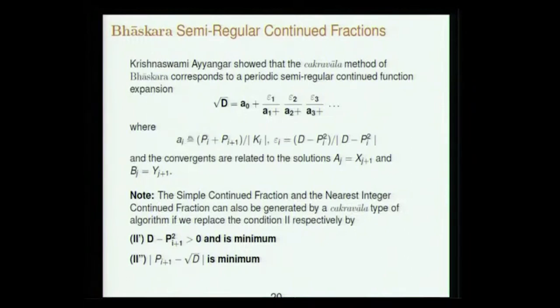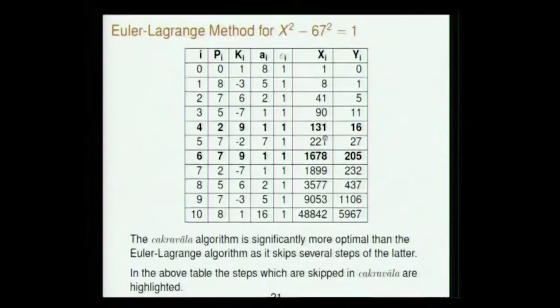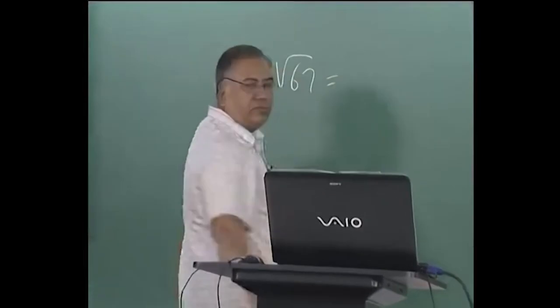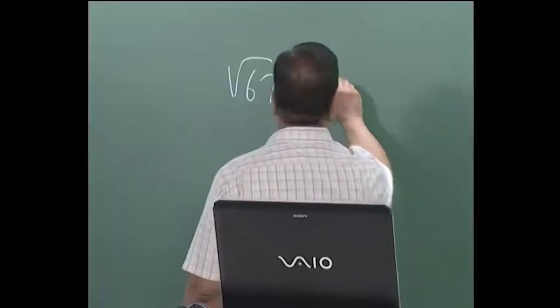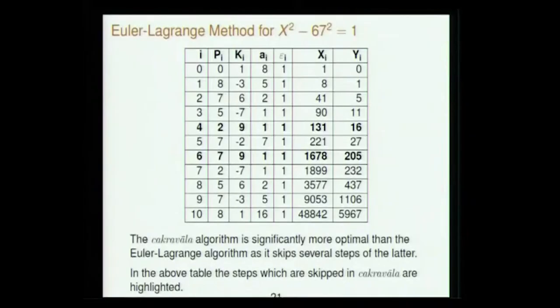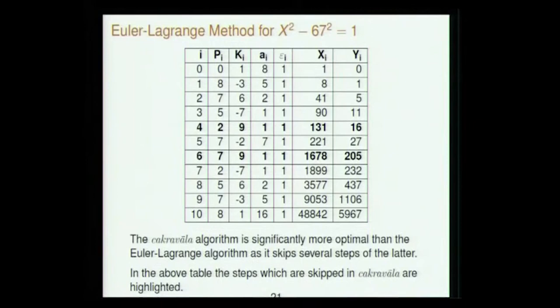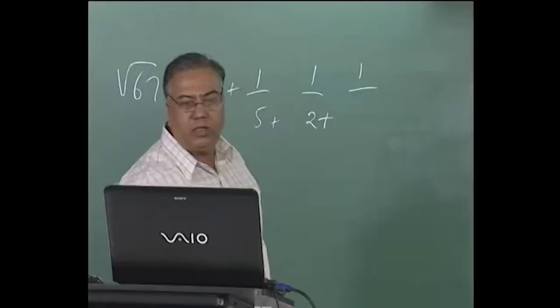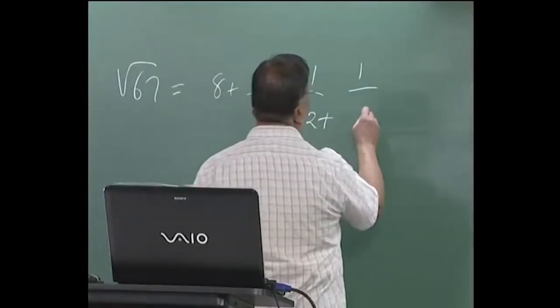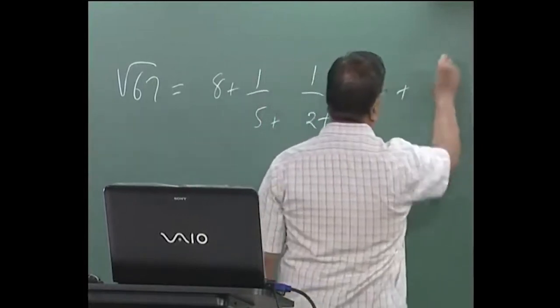A0, A1, A2 are all given by our familiar quantities, pi, pi plus 1 by mod ki. This epsilon I was also defined there. So, you go back to that table, you can immediately write down there. So, root 67, the Bhaskara's continued fraction, A0 is 8 plus 1 over 5 plus 1 over 2 plus 1 over 1 plus... which column am I writing? 8, 5, 2, 1, 1, 7. It goes up to 16, okay, that is fine. So, 8 plus 1 over 5 plus 1 over 2 plus 1 over 1 plus 1 over 1.